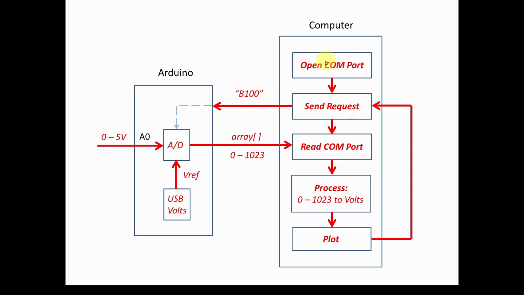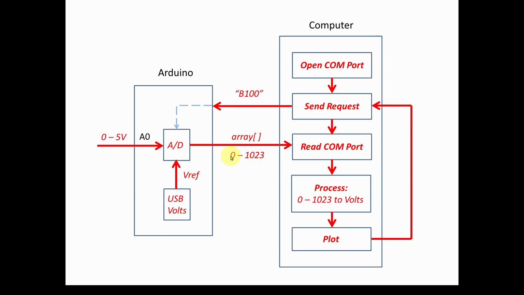So the first thing it wants to do is open a COM port. So you're going to need some functionality to do that. And then we want some functionality to send a request to give me the burst of data. Then it's going to have to read that data that it receives from the COM port. And then it's going to have to process the data.